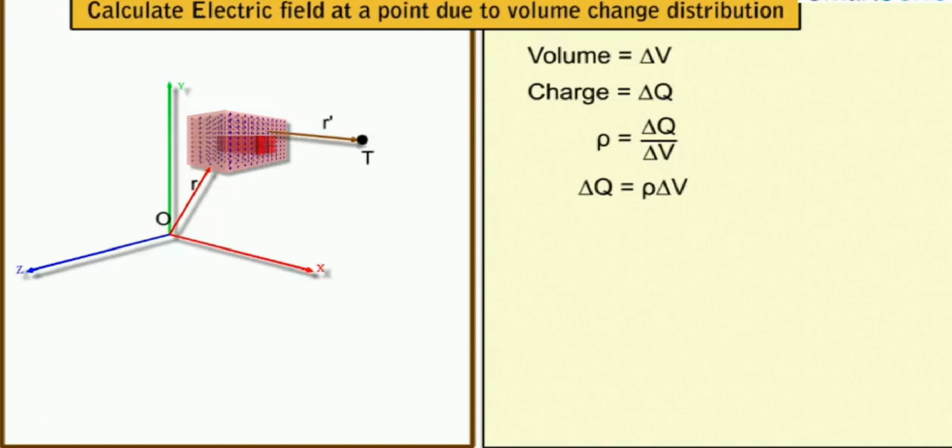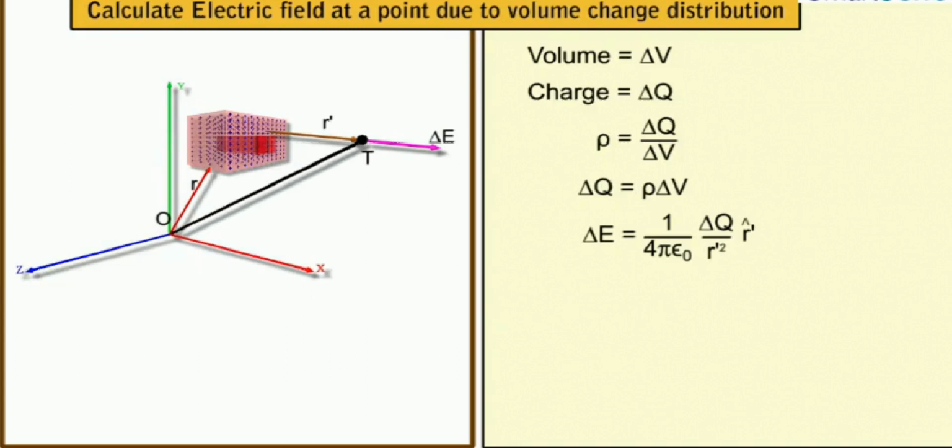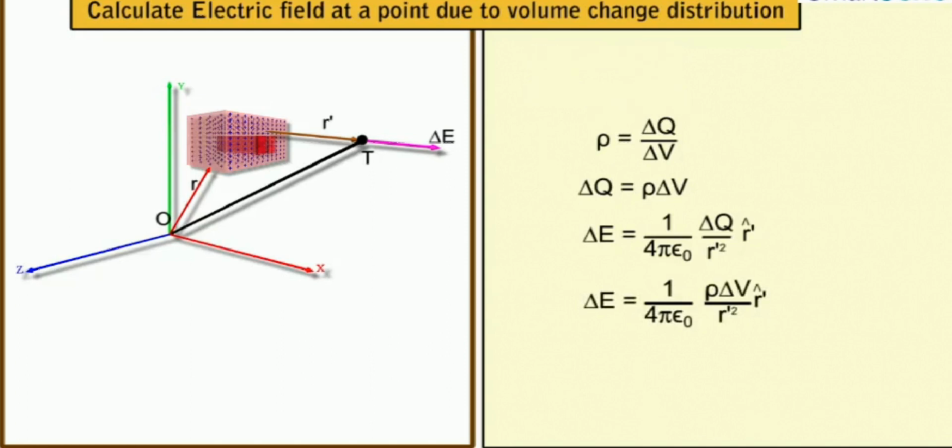The electric field strength at point T due to the volume element is delta E is equal to 1 by 4 pi epsilon naught delta Q by r dash square into r dash cap, where r dash cap is the unit vector in the direction of the straight line from the volume element towards the point T. This can be written as delta E is equal to 1 by 4 pi epsilon naught into rho delta V by r dash square into r dash cap.